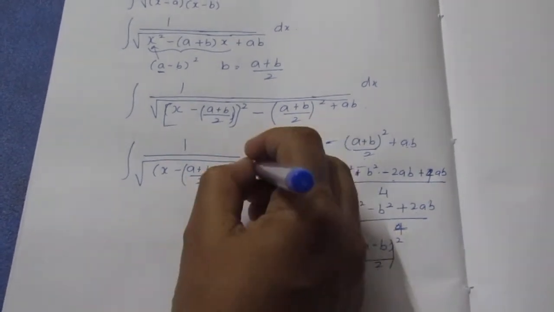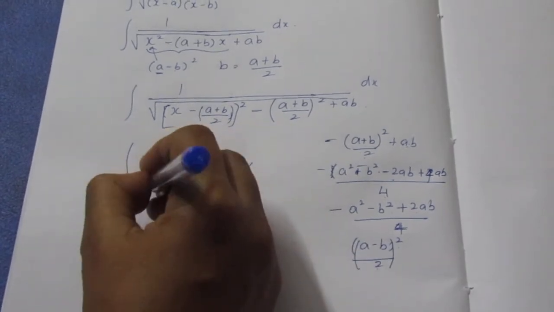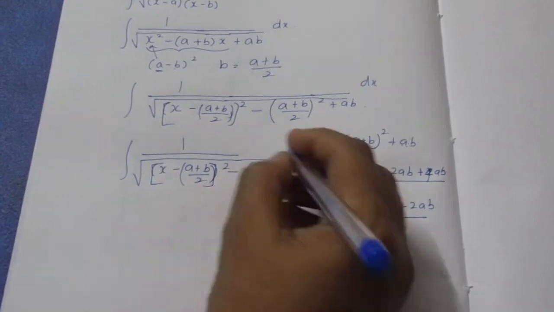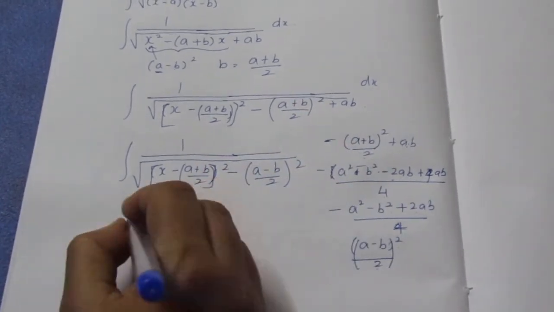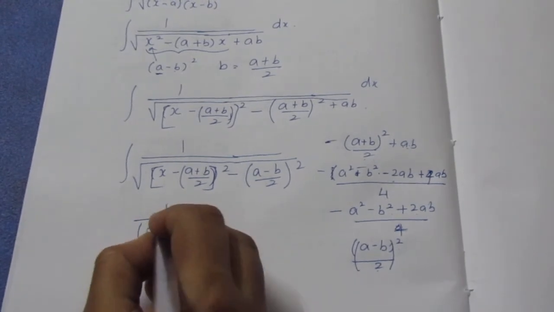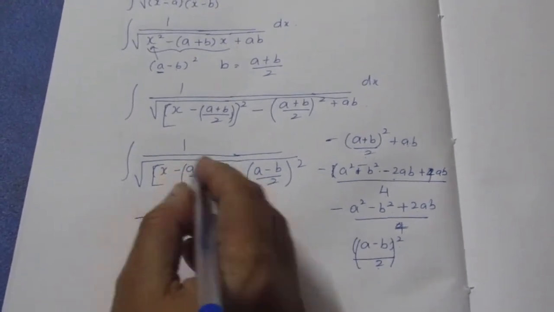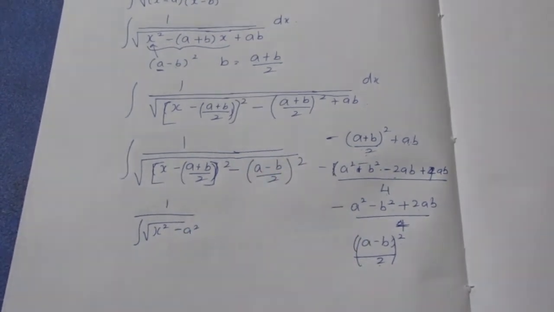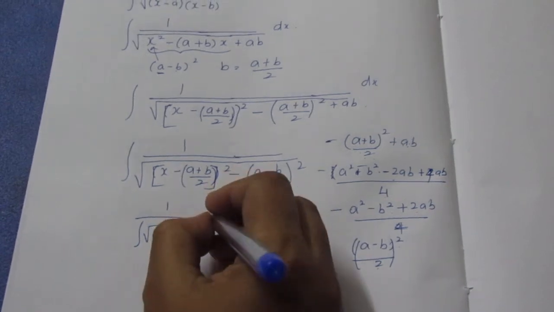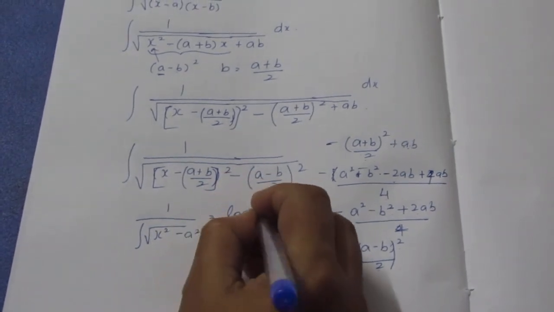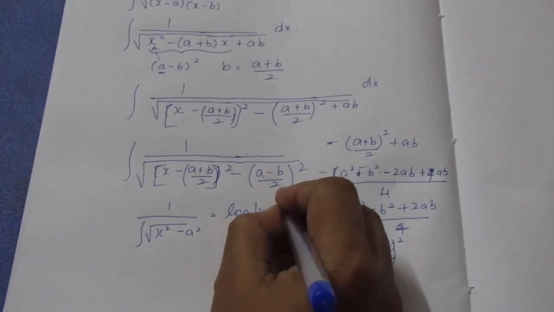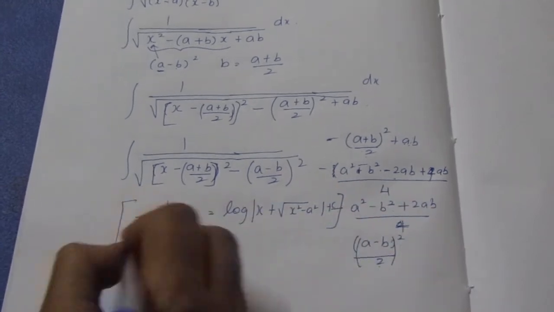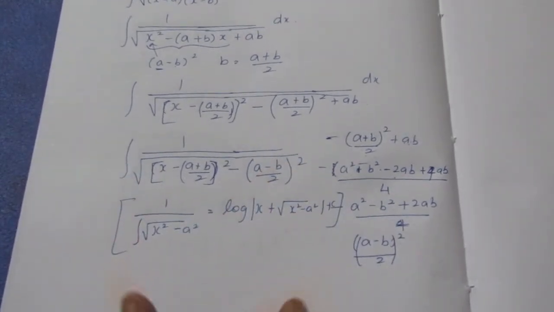So I can write this to be minus of (a minus b) by 2 the whole square. So this is in the form of 1 by integration root of x square minus a square. The whole thing will be your x square here, minus a square is (a minus b) by 2 the whole square. So we have a direct formula: log of x plus root of x square minus a square plus c. So we can directly substitute the formula here.